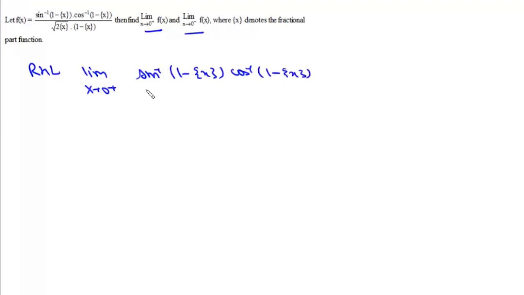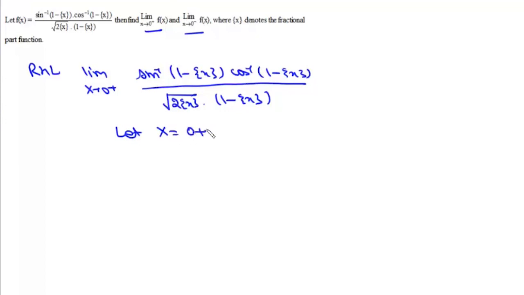Now here the question is, we are given this function f(x). We need to find right hand limit and left hand limit. Now if we find right hand limit, we are given that limit x tends to 0 positive sine inverse 1 minus fraction part of x cos inverse 1 minus fraction part x upon root 2 fraction part of x 1 minus fraction part of x. Now what we'll do is we'll let x as 0 plus h, and we also know that fraction part of h is simply h.